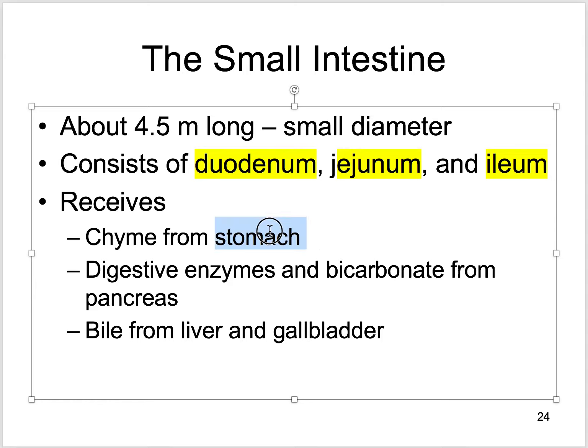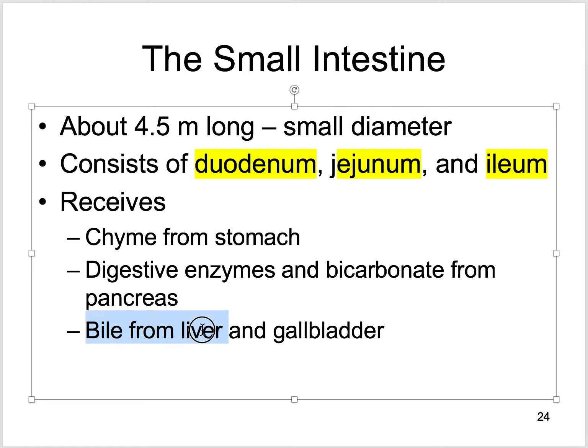The duodenum is the first region, and that's where the chyme, again, the bolus of food mixed with stomach acid and stomach juice, comes into the duodenum, as well as digestive enzymes and bicarbonate, which is coming from the pancreas. These juices come through the pancreatic duct, so a little hole in the side of the duodenum.